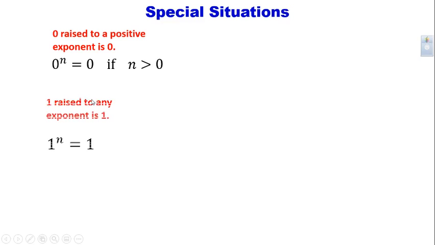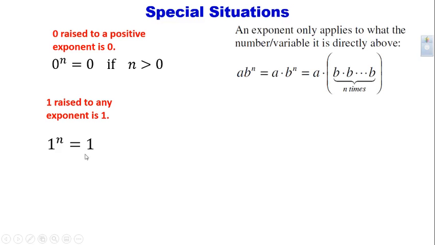Now, special situations. What if you raise 0 to an exponent? Well, if you raise 0 to a positive exponent, you're going to get 0. 0 to the power 0 is undefined. It's actually a calculus question. If you raise 0 to a negative exponent, that's undefined because effectively you will be dividing by 0. If you raise 1 to any exponent, it's 1. Whether it's a positive exponent, negative exponent, or 0, 1 raised to any exponent is 1.